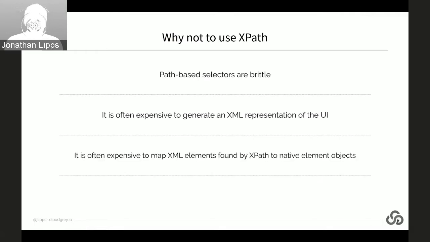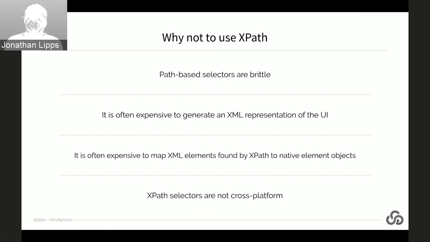On the other side, it's also expensive to go from an XPath query and an XML node back to native element objects, because that's what we have to work with under the hood. We don't work with XML nodes the way that you would work with HTML nodes in a web page. We're working with these native element objects that are returned by XCUITest or UiAutomator2 or whatnot. So we have to map back to those and find those elements.